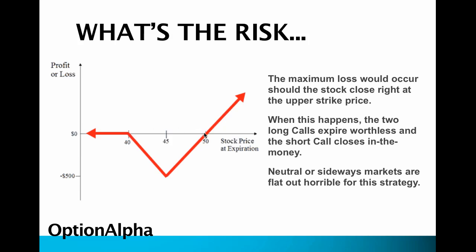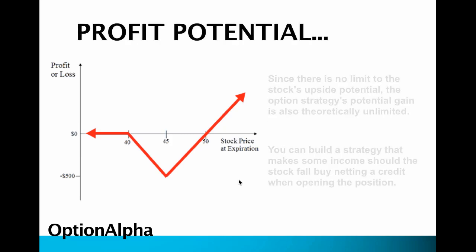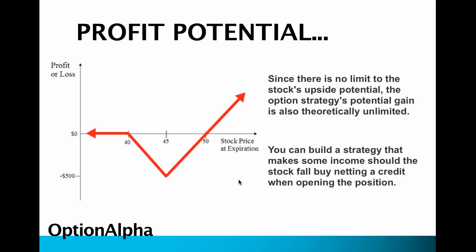This is actually a pretty good strategy for a market that is highly volatile in either direction. It just has more of a bullish tilt generally speaking, but it's not a good strategy for sideways or neutral markets, and really it's flat out horrible for those types of markets. Now, the profit potential for this strategy is technically unlimited to the top side. The stock has no theoretical cap. It can go up forever.